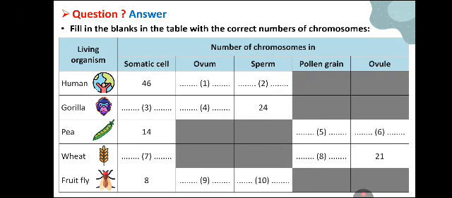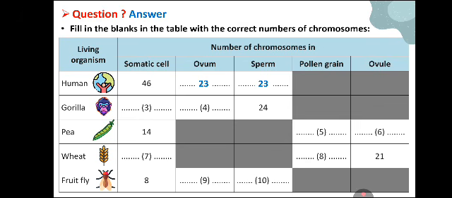So let's take this question. A living organism, the human somatic cell, contains 46. So the ovum, the gamete of the female, contains n, the half number. The half of 46 is 23. Okay, the sperm also has half the number, 23. Pollen grain doesn't exist in humans. Pollen grain exists in plants, and the ovule is also in plants. Gorilla is an animal, the same as human, so it contains half the number in the cell.